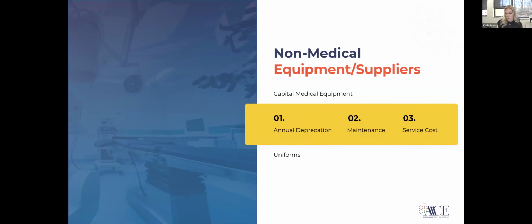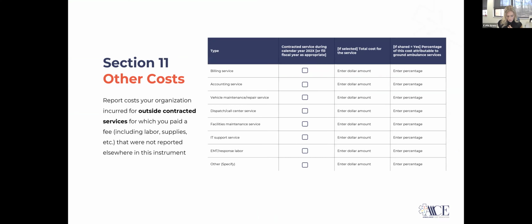Again, uniforms, so anything that's non-medical. So you can have capital equipment that's not medical. So like office furniture, think of that, computer systems, the same theme here. So annual depreciation, or if it's cash basis, then cost, any maintenance fees and service costs as well, and then uniforms too. Section 11 gets into other costs.